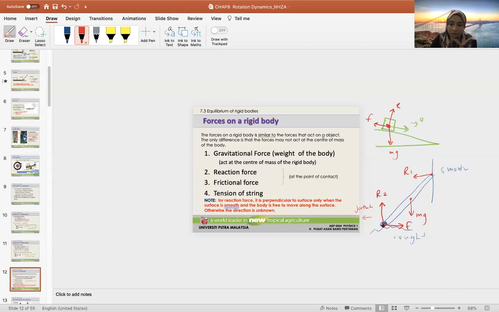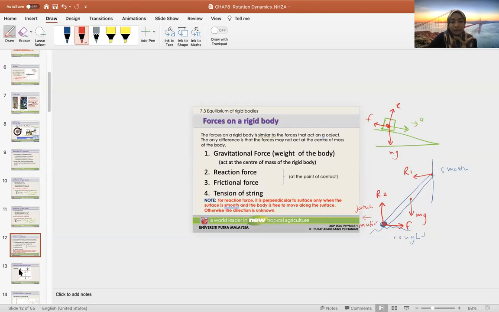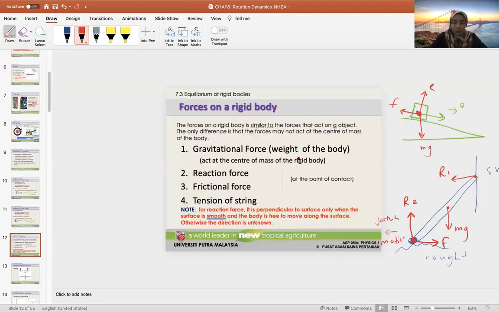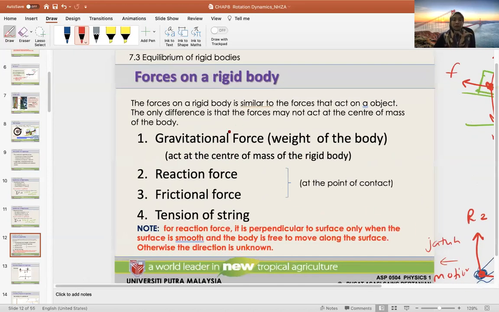Memang macam ni. Kat sini axis of rotation, you have a reaction force, you have friction untuk lawan dia jatuh, and then lawan jatuh motion is here, then reaction here sebab dia bersentuh dengan dinding. Okay, so that is one example. Nanti kita akan go through more examples, don't worry. So here it's saying ada reaction, ada frictional, ada tension. We will also look into tension juga. Gravitational je yang akan act at the center mass of the rigid body. Itu memang confirm.